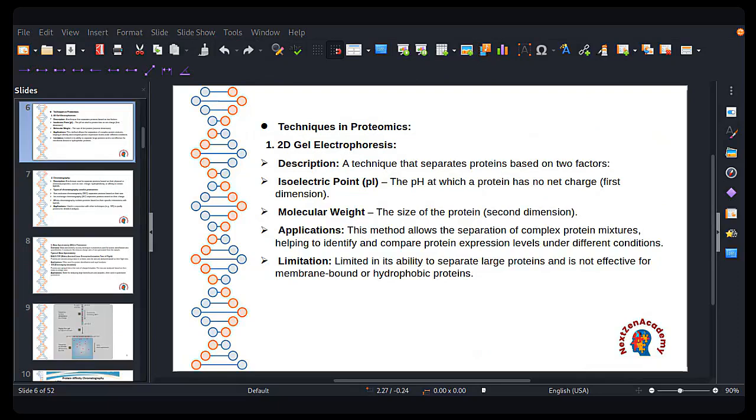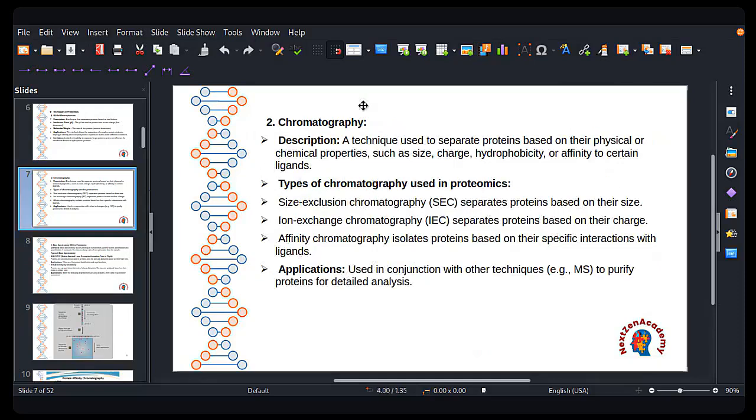Then, we move to the next technique, chromatography. You have to study these techniques in detail. Basically, it's a 2-hour lecture. I am not able to cover each and everything in detail, but I try my best so that you can understand it in an easy way, right?